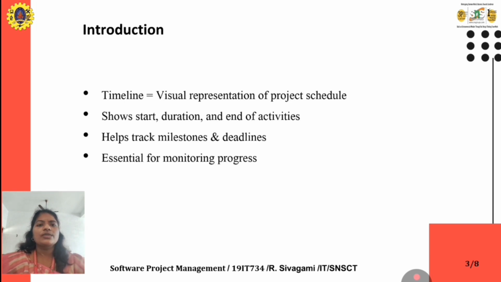Introduction. What is meant by timeline? It is the visual representation of our project schedule. It is used to show when we are going to start our project, the duration of the project, and the end of the activities. It helps us track and find the deadline of the project. It is essential for monitoring the progress. The timeline is most important for monitoring our progress.